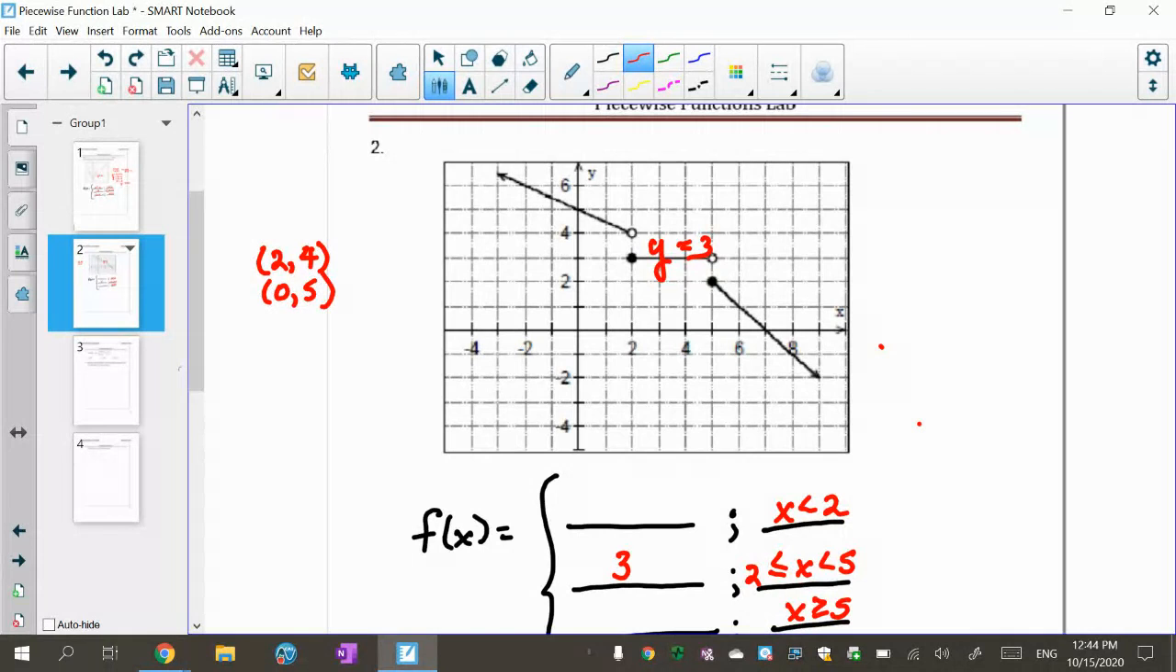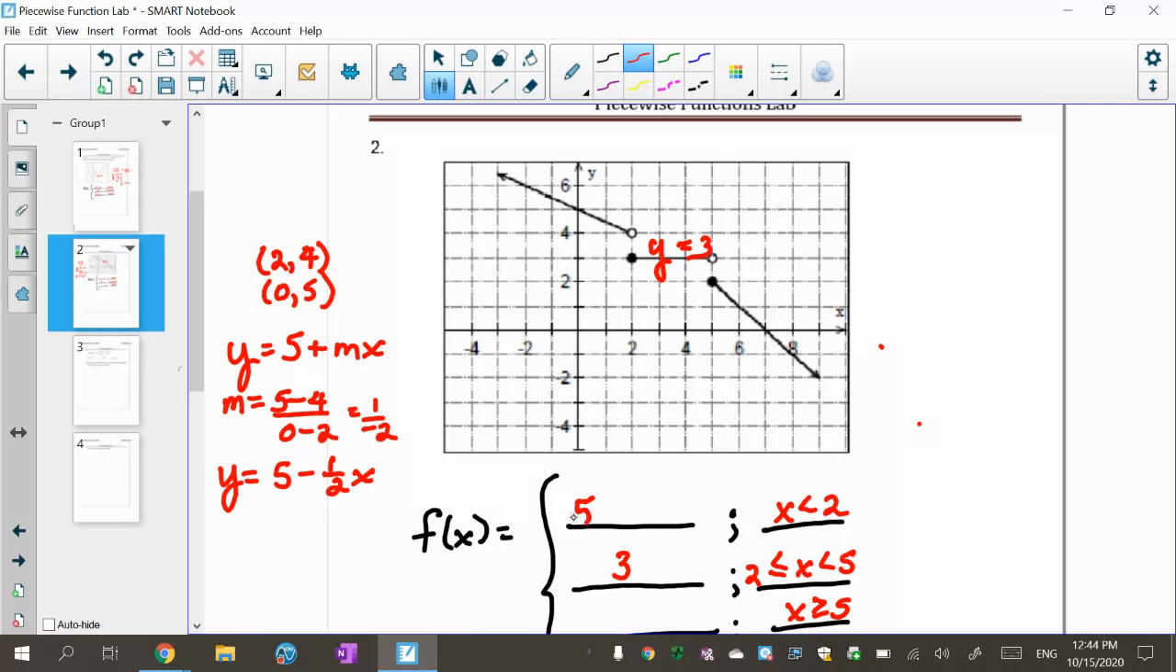Okay. Well, I already know y equals 5, and then I've got a slope going on here. So I've just got to figure out the slope because it crosses the y-axis at 5. That can go in the b spot. So my slope is going to be 5 minus 4, going bottom up, 0 minus 2. So I have 1 over negative 2. So my line is y equals 5 minus a half x. So that's going to go here, which makes me happy. The slope should be negative because that's the negative direction.